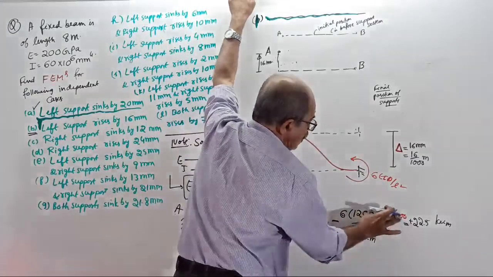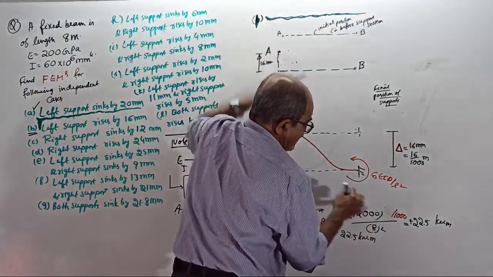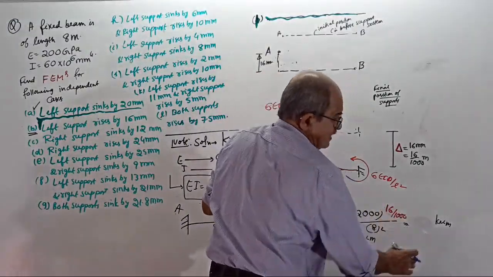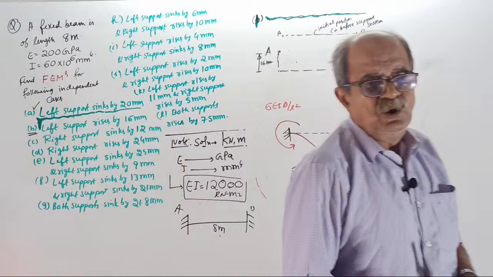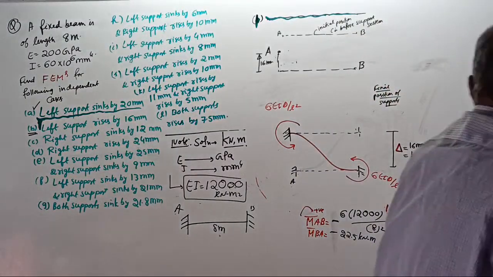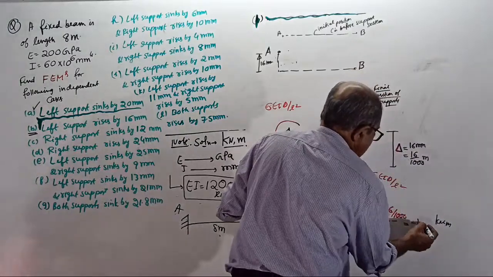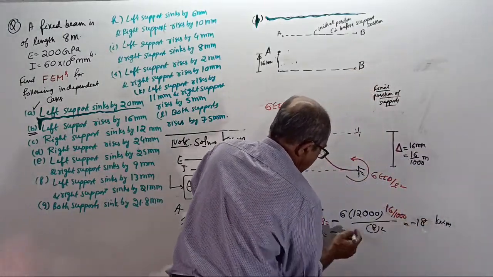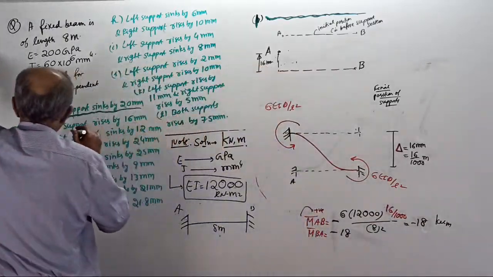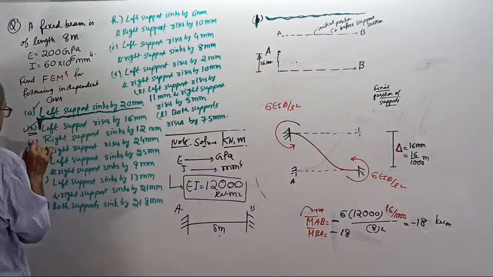Delta equal to, how much now? Now delta equal to 16 by 1000. Tell the answer. Minus 18. This is minus 18. This also minus 18 kilonewton meter. Case B is over. Come to case C.